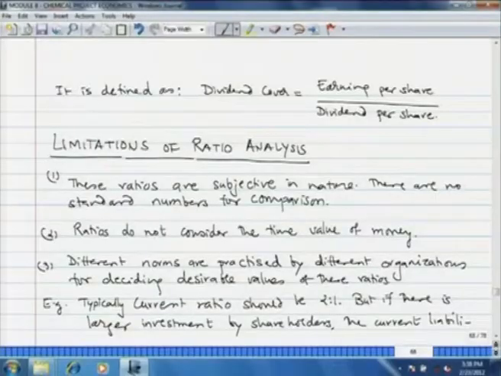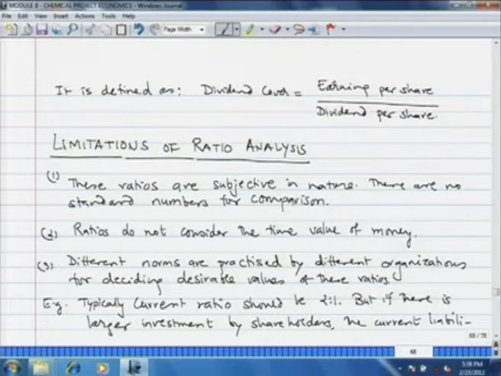The major limitation is that these ratios are highly subjective in nature. There are no standard norms or standard numbers for comparison. And the second demerit is that these ratios do not consider the time value of money. For example, if I am envisaging a profit of, let us say, rupees 100 lakh or 1 crore in the 5th year of the project, what that money means to me today is not given by any of these ratios. Now different companies follow different norms for deciding the desirable value of these ratios.